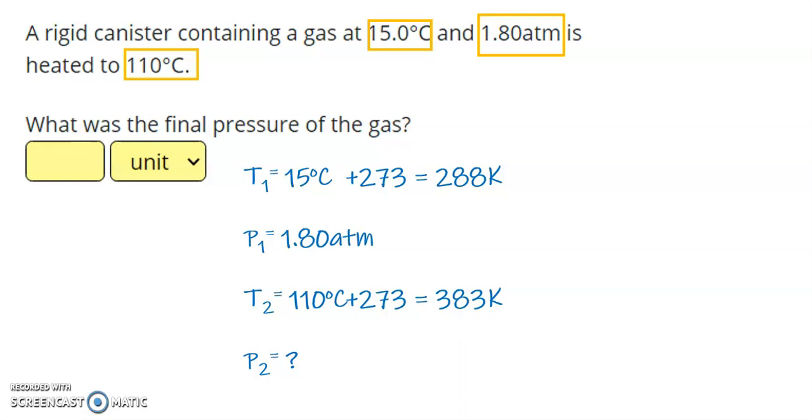Now I can pick an equation. Pressure and temperature are both changing, so I'm going to use Gay Lussac's law. P1 over T1 equals P2 over T2. I'm going to plug in these values. For P1, I go to 1.8 atm. T1 will be 288 K. For P2, I'm going to leave it as P2 because that's unknown. T2 is going to be 383 Kelvin.